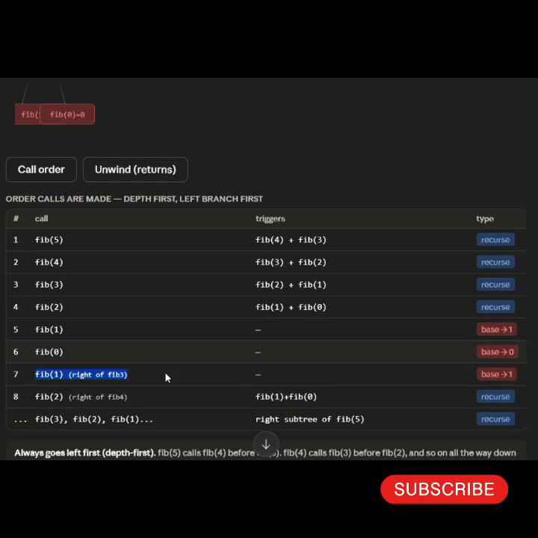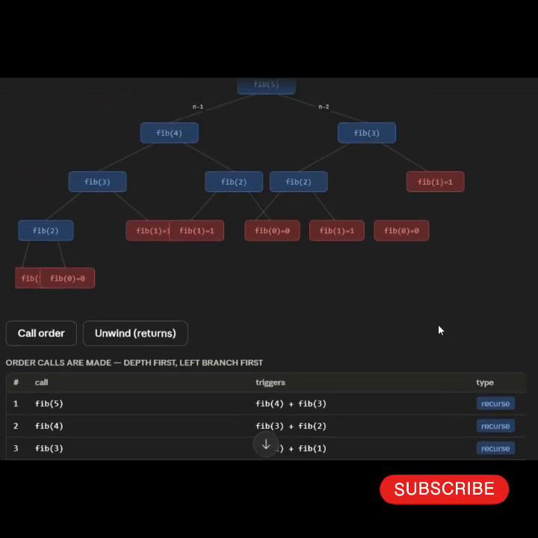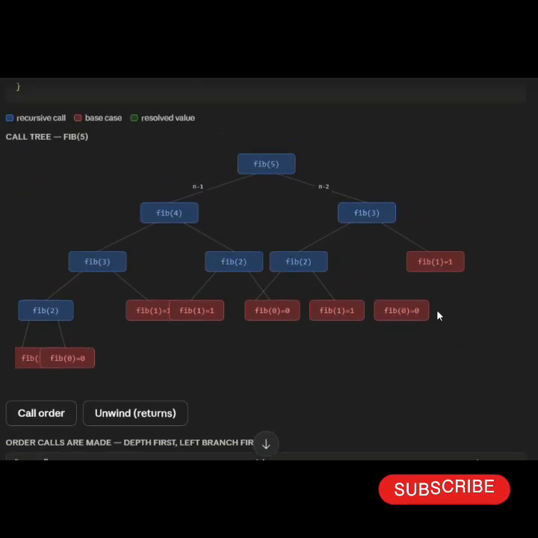So here the table helps us to understand the call order. First we call Fibonacci of 5, which helps us to call Fibonacci of 4 and Fibonacci of 3 in a recursive manner. Then Fibonacci of 4, then Fibonacci of 3, then Fibonacci of 2. At last Fibonacci of 1, which will be a base condition for us. Later on, Fibonacci of 0 is also a base condition for us. Both the left and right nodes of Fibonacci of 5 have reached the base condition.